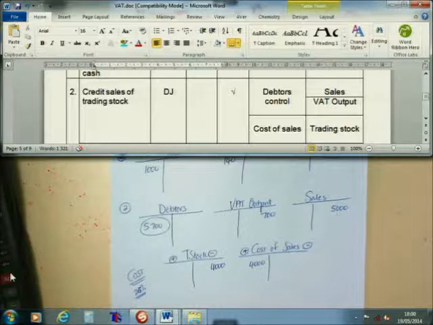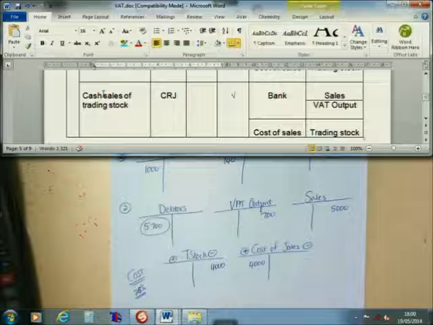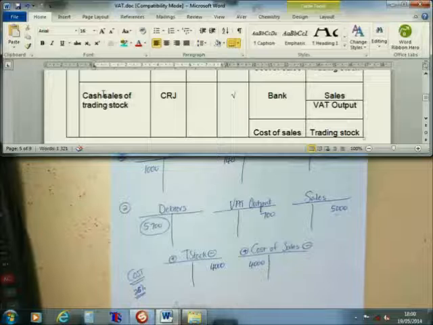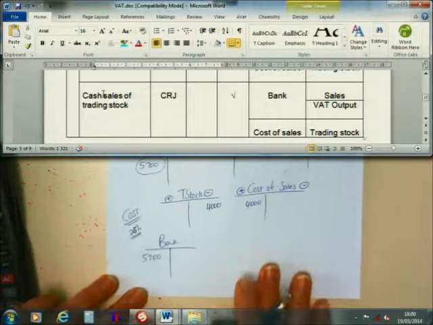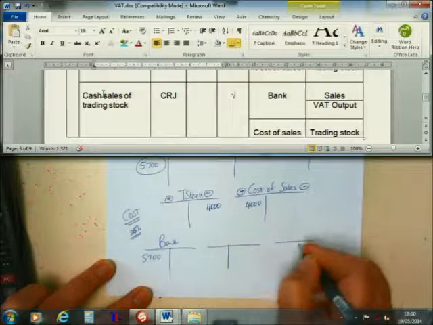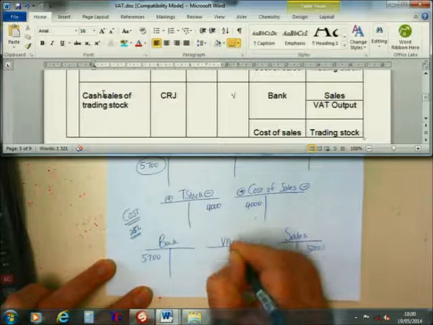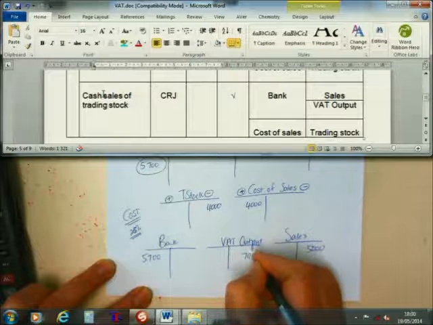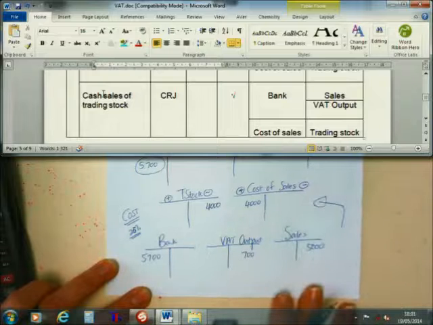Okay. Cash sales of trading stock the same way, but now the bank is going to be the big amount. So we've got the bank there. We received 5,700 for sales of 5,000 Rand, and the 700 Rand was VAT output because we sold 700 Rand, and then we've got the trading stock and the cost of sales again.